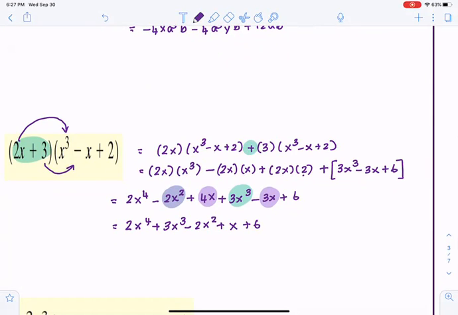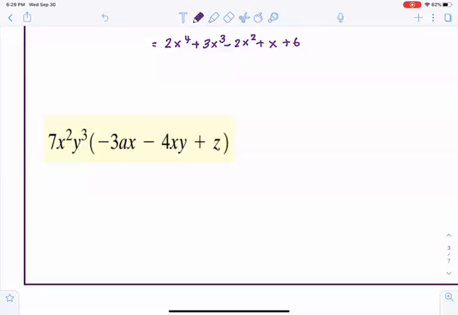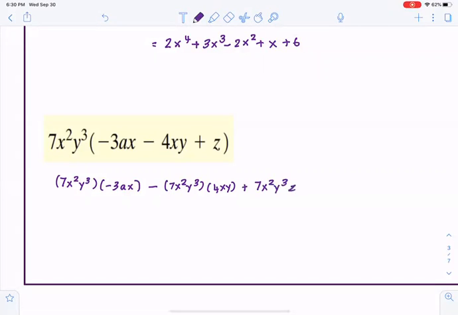Polynomial functions. So we are simply going to distribute that 7x squared y cubed, 7x squared y cubed multiplied by minus 3ax plus, or we can put minus, it's entirely up to you. Minus, so plus in front of 7, minus in front of 4xy. So I combine it and put a minus 4xy plus 7x squared y cubed multiplied by z.